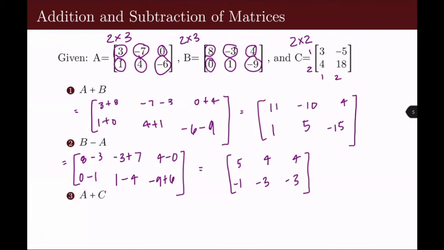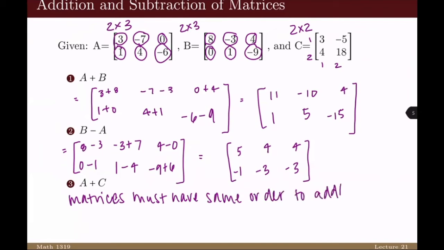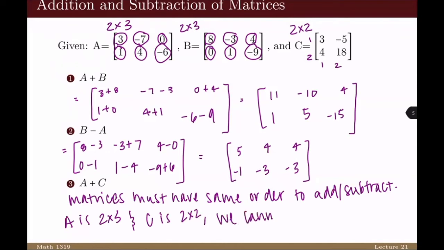Lastly, you want to do A plus C. However, our matrices must have the same order. And since A is 2 by 3 and C is 2 by 2, we cannot add. And that's it. The answer is just that it cannot be done because they are a different order. Okay, let's move on.